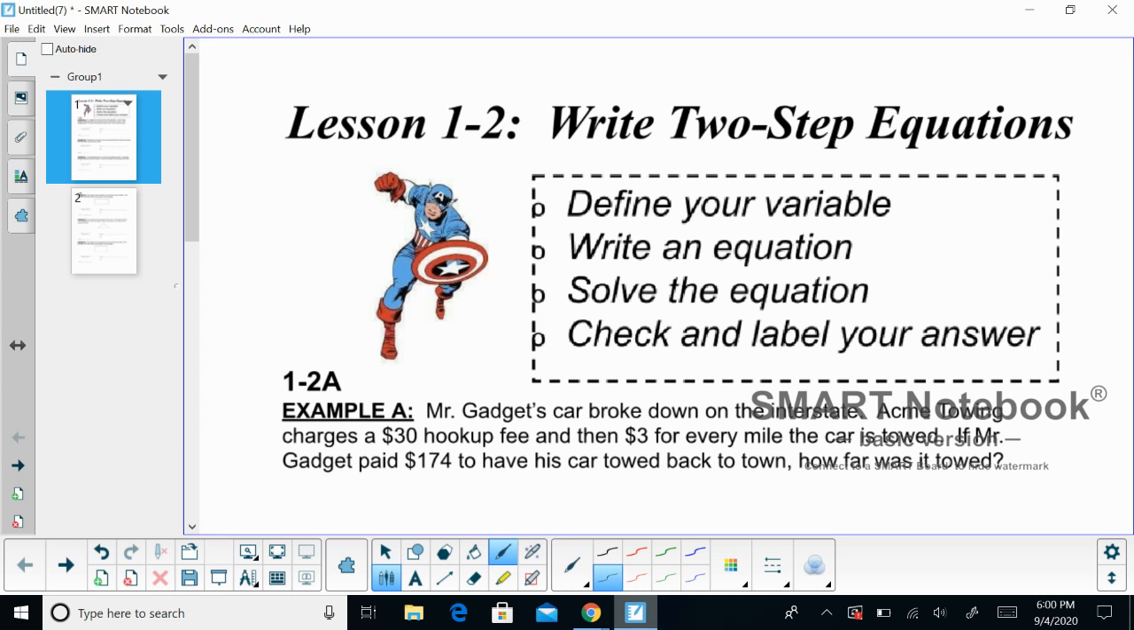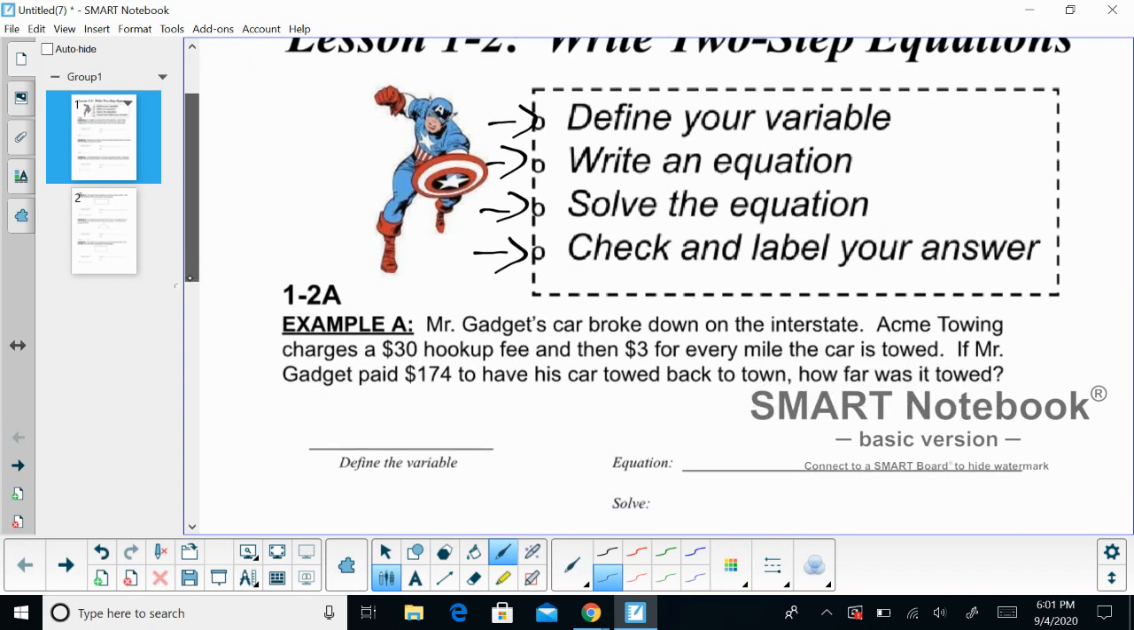Hi, this is Miss Miller with the second lesson, writing two-step equations. So to do this lesson, we're going to follow these 4 steps. We're first going to define our variable, write an equation, solve that equation, and then check and label your answer. So let's just go ahead and dive right in with the first problem.